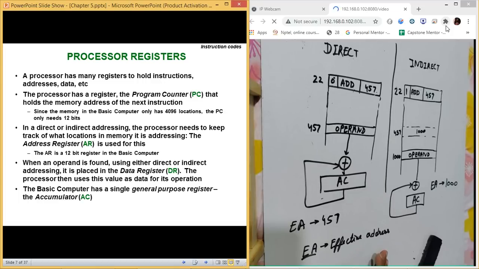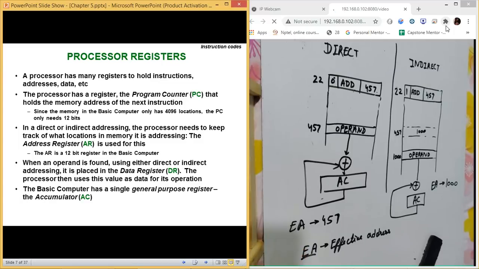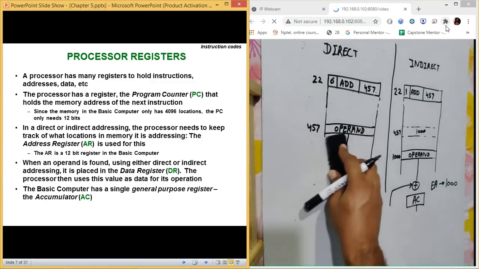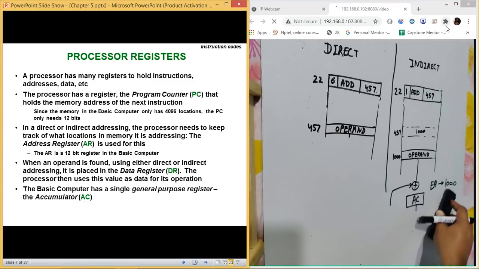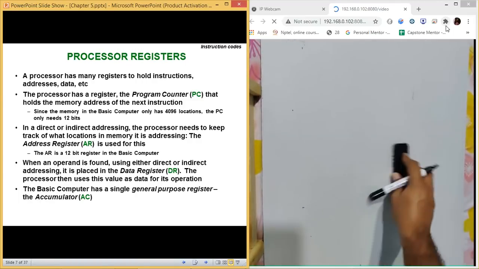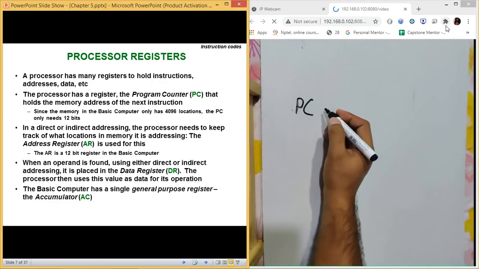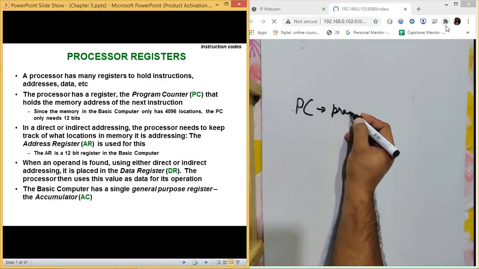So next is processor registers. What are the different processor registers which we have? Like we have discussed about AC, we have discussed about EA, we have discussed about AR, IR, we have discussed about DR. So we are just going to briefly get the introduction about what are the different registers and what are their different operations which they perform. So first of all, the very basic, or you can say most important, which you need to remember, is PC. It is known as program counter.